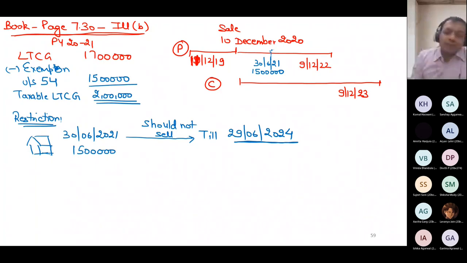If you do so, then you will have to incur some loss. In what sense? In the same illustration, the question says, suppose he sold this house on 28th June 23. This is what the question says. The illustration says, suppose the assessee sold the house.